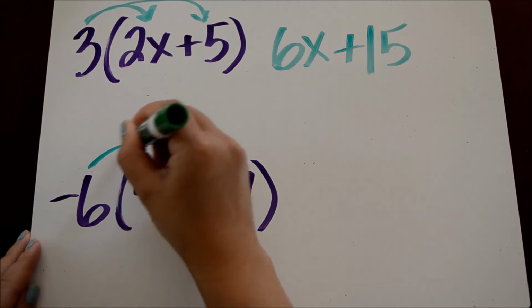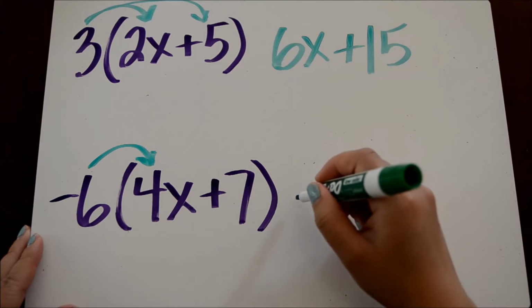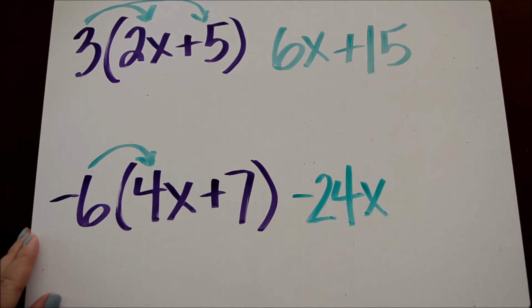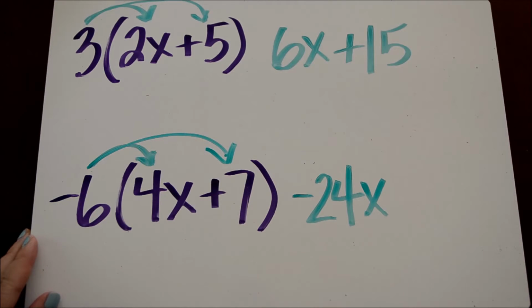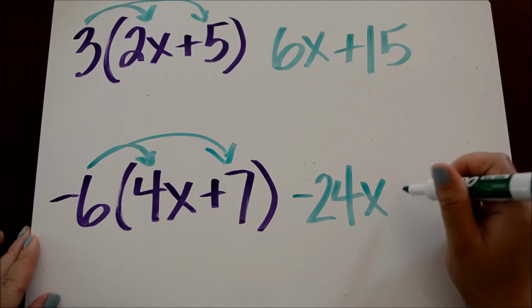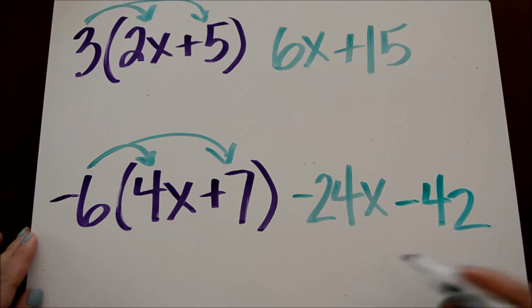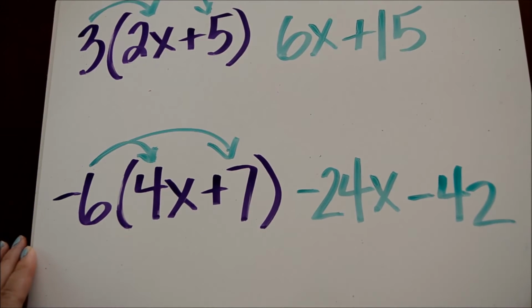With the negative 6, we're going to multiply it to 4x, which gives us negative 24x. And we can't forget it's still a negative 6, so that's a negative 6 times positive 7, and that will give us negative 42. Again, these are not like terms, so we can't combine them. This is our simplified answer. Let's take a look at another example.